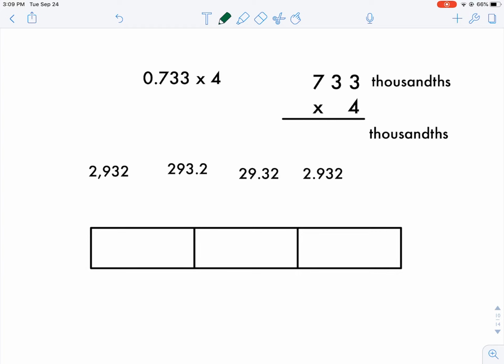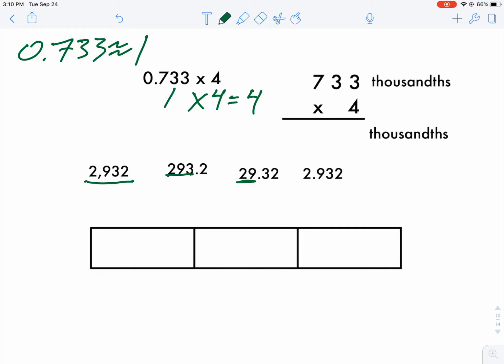Alright, so here we go. The estimation here is going to probably be a problem for some of the students. Okay, if you look here, 0.733 or 733 thousandths is about 1. So this is 1 times 4. So my answer needs to be close to 4. So this is 29, this is 293, this is 2,932. So this 2 is the closest.